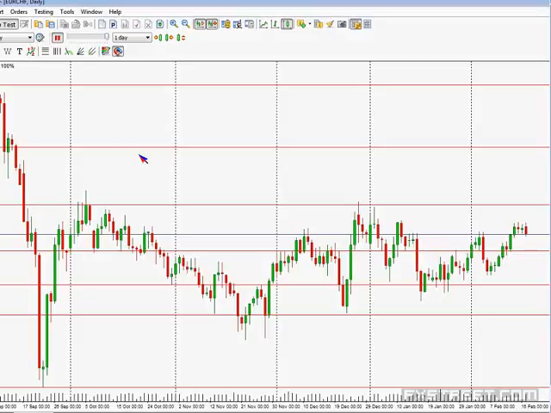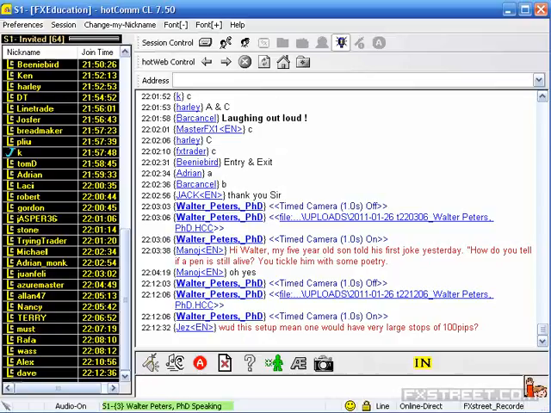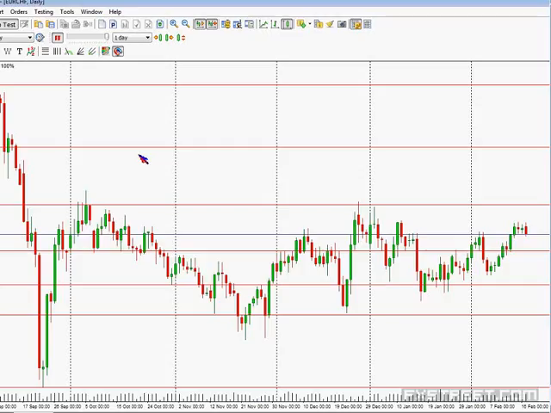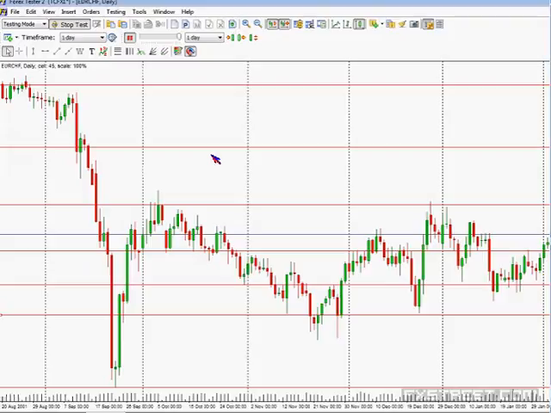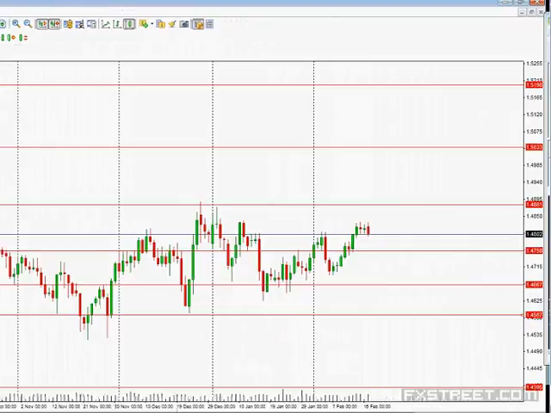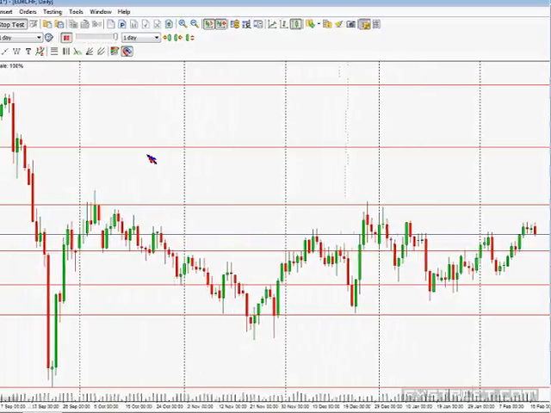And with this, Jez is asking, would this setup mean one would have a very large stop of 100 pips? Yeah, Jez, that's right. Not always. That's not always going to be the case, but certainly sometimes you'll have a stop of 100 pips or so. It really depends on the market and the time frame. Now, just because I trade the daily charts doesn't mean that everyone should. Some people may be more comfortable trading a lower time frame chart that will tighten up your stop.